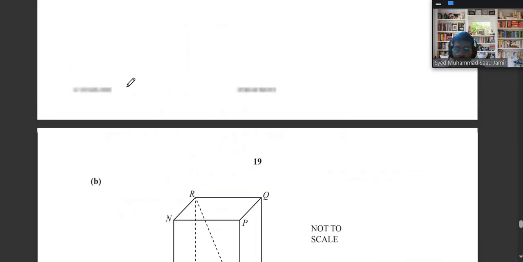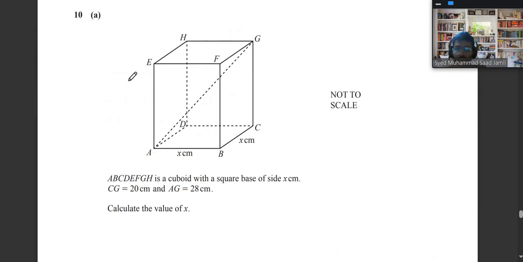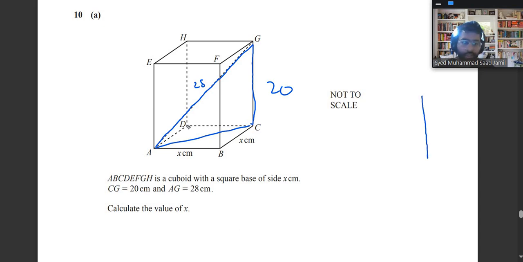Okay, moving on to the next question, which I hope is the last question. Oh no, they have given part B as well. Anyways, it says calculate the value of x. Okay, so first to find the value of x, it says CG is 20, AG is 28. If you look at it like this, we have a right angle triangle. So let's use this right angle triangle for once.